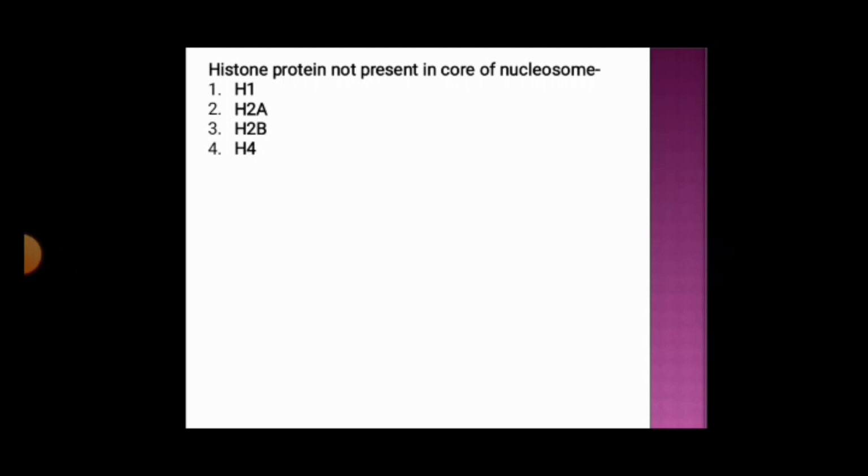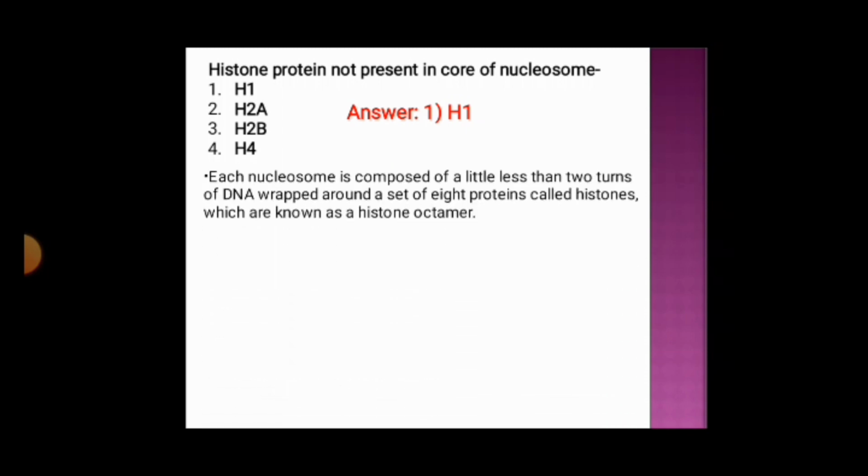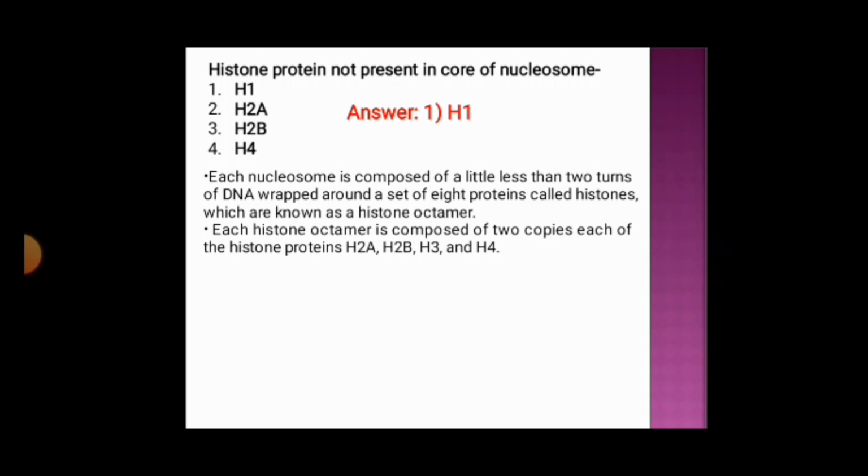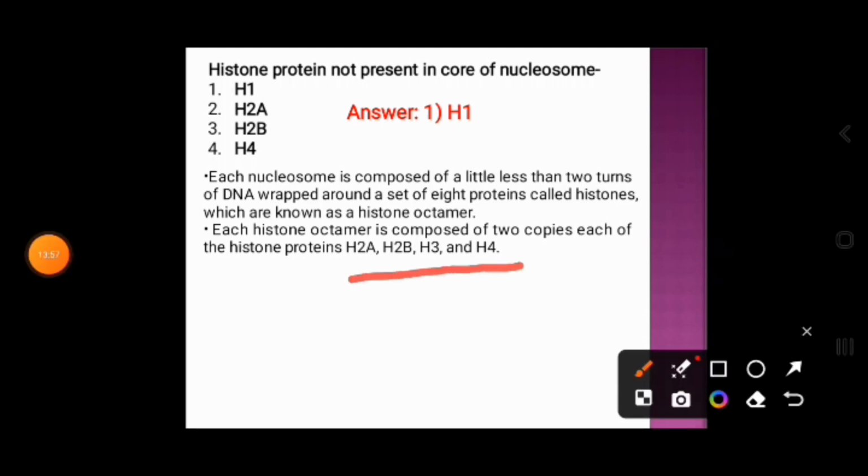Next question. Histone protein not present in the core of nucleosome: option 1 H1, option 2 H2A, option 3 H2B, and option 4 H4. The correct answer is option 1, H1. This H1 histone protein is not present in the core of the nucleosome. Each nucleosome consists of a little less than 2 turns of DNA wrapped around a set of 8 proteins called histones, known as the histone octamer. Each histone octamer is composed of 2 copies each of H2A, H2B, H3 and H4.